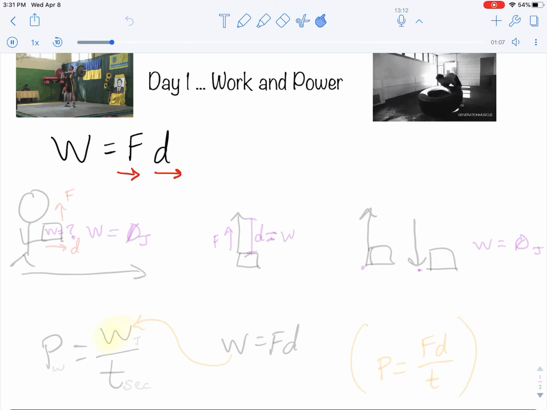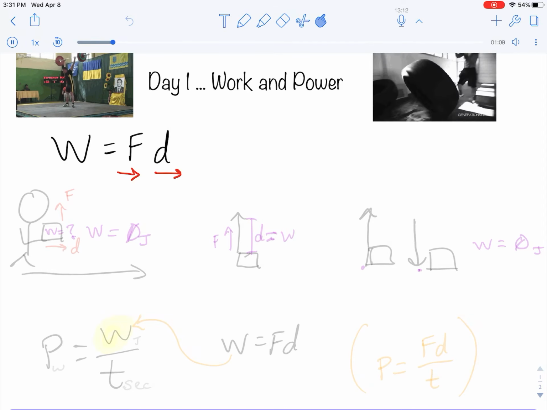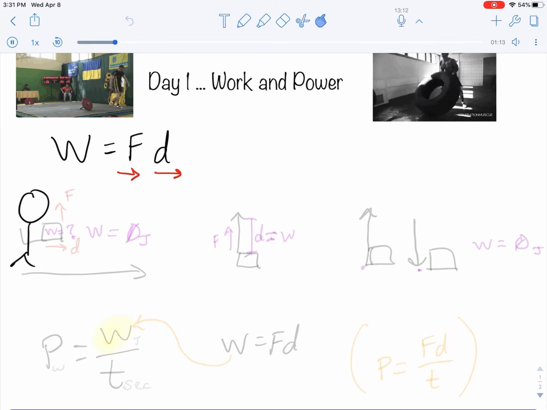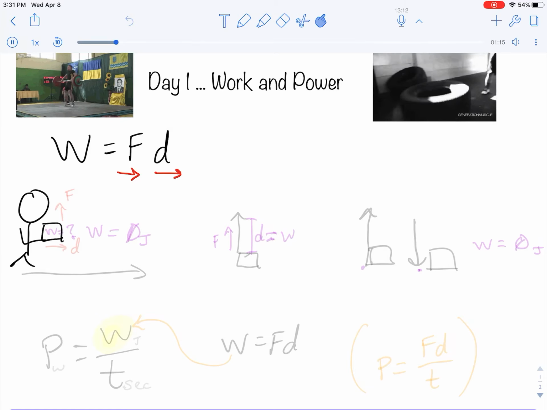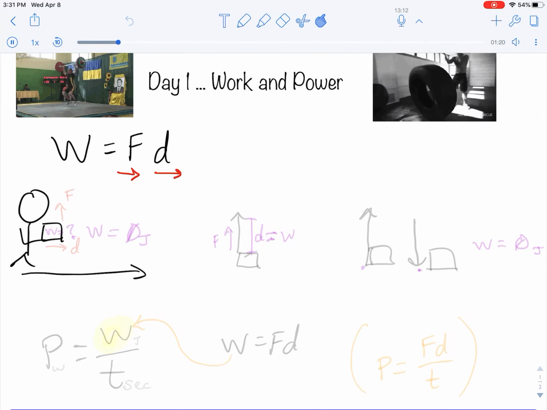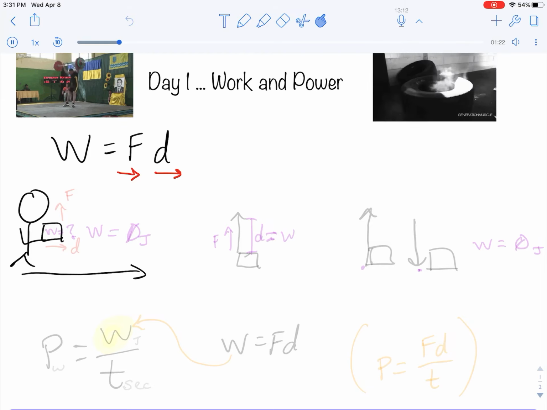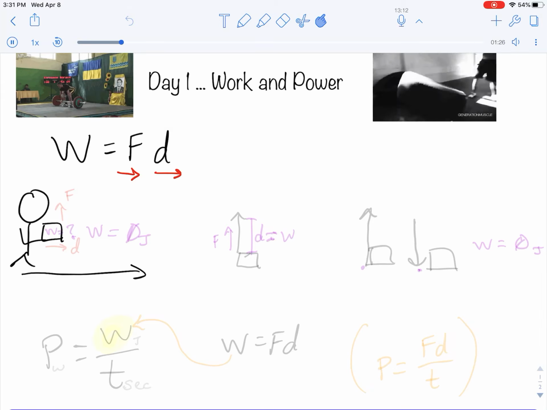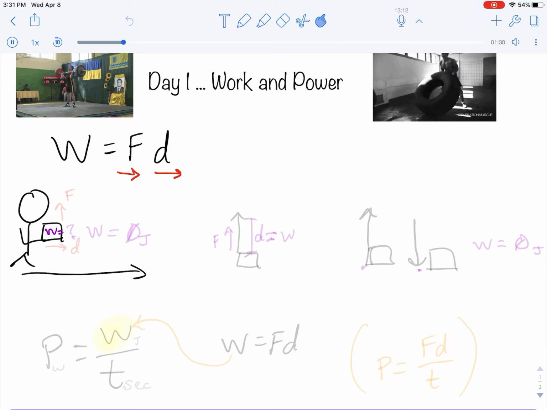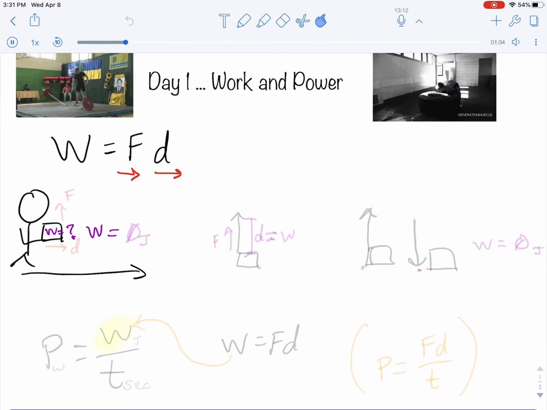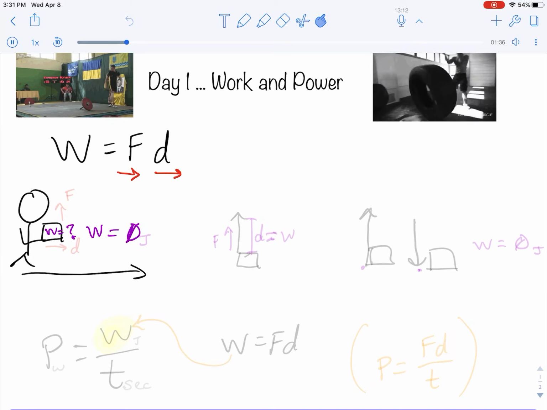So for example, if I have a person and they are holding a box, and let's say that this person paces back and forth across the room. In physics, if I were to ask you how much work is being done on the box, the answer to that question would be 0 joules of work.